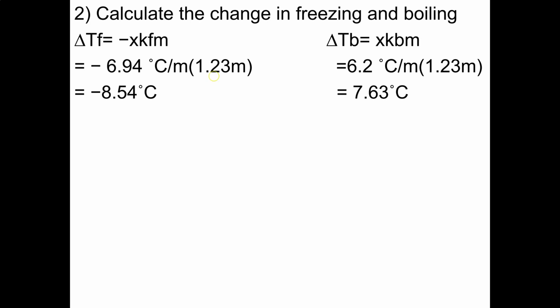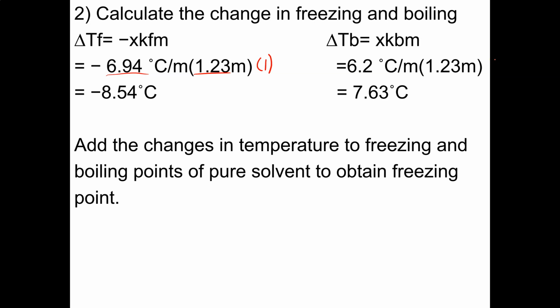So for the freezing point, there's 1.23. Your i was 1. How? Because it's a molecular compound. Your constant they give you, molality you figured out. Same thing with this one. Your i here is 1, in case you're wondering. Then multiply together, so here's your change in temperature for freezing point. Here's your change in temperature for boiling point.